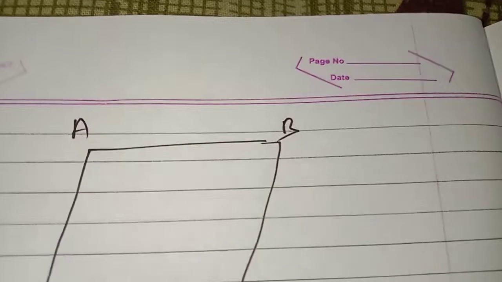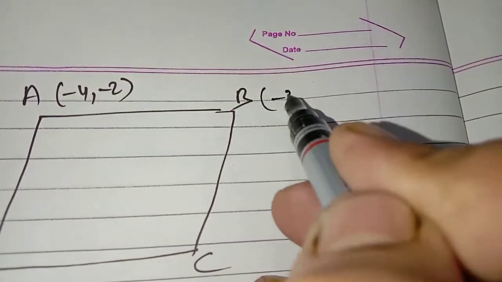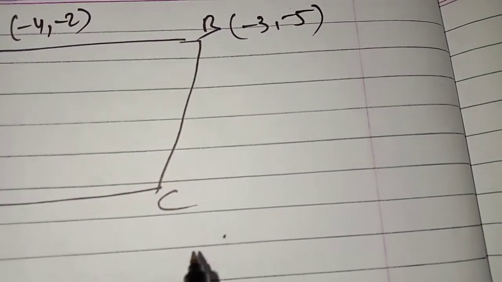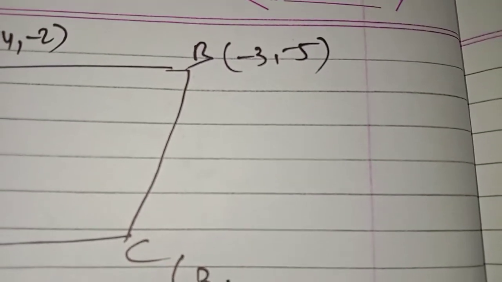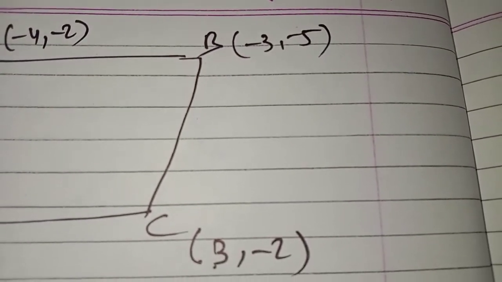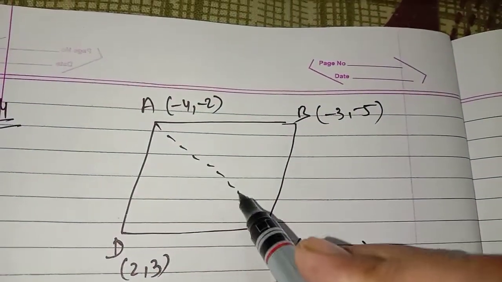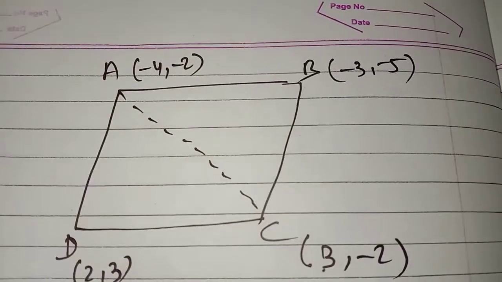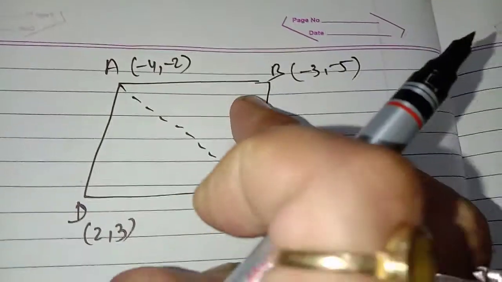Okay, it is A, B, C, D. Now A is -4, -2. B is -3, -5. C is 3, -2, and D is 2, 3. So we have to find the area. So let me draw a diagonal here. What is the benefit of drawing a diagonal? It divides the quadrilateral into two parts, the first triangle and second triangle.